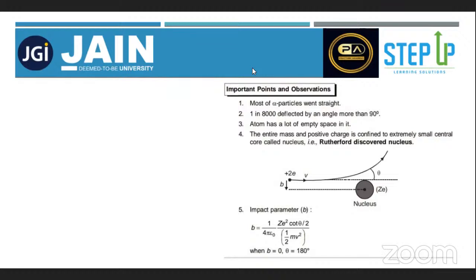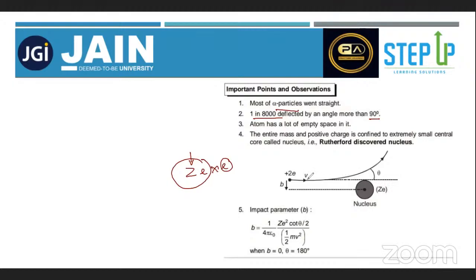Now, one point here: most alpha particles went straight, 1 in 8,000 deflected by an angle of 90 degrees or more, so the atom has a lot of empty space. You need to know about the impact parameter. Impact parameter is given as b equal to 1 by 4 pi epsilon naught, Ze squared, where Ze into e, Ze stands for the charge in the nucleus, so the number of protons, your atomic number, times the electron charge, and e stands for one electron. Then cot theta by 2, where theta is the angle.